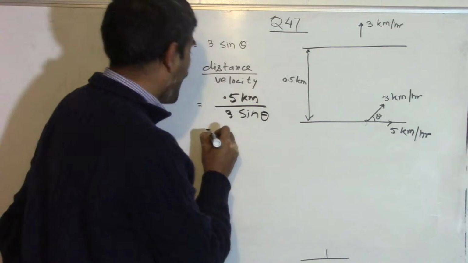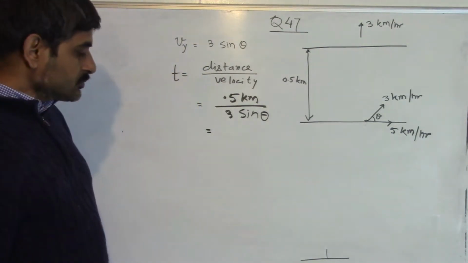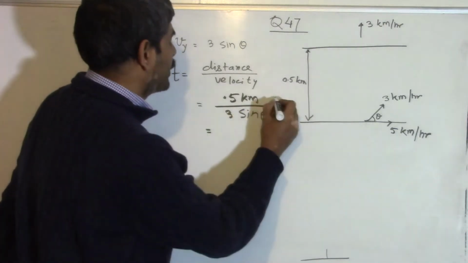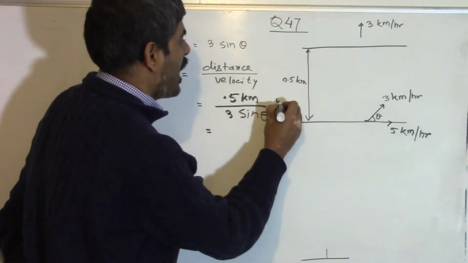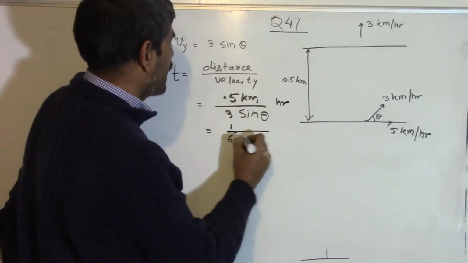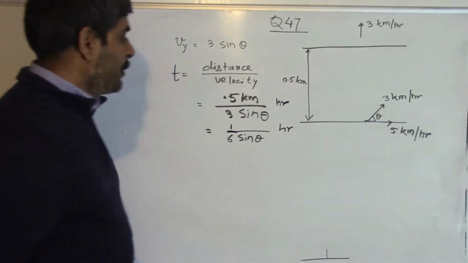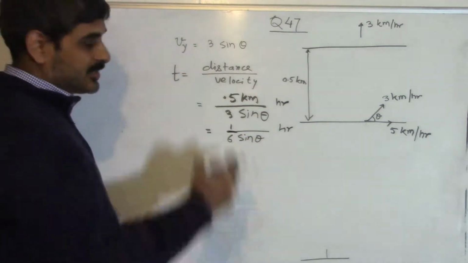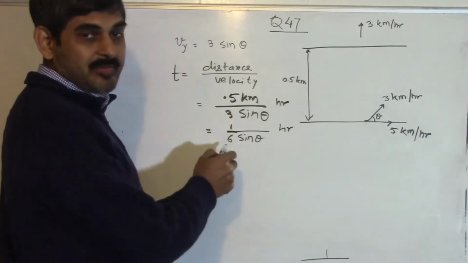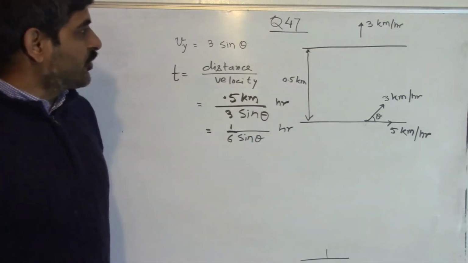We can simplify it by writing 0.5 as 1 upon 6 sine theta hour. If you want, you can also simplify it by multiplying by 60. 60 divided by 6 is 10 by sine theta per minute. But I think this is good for now.